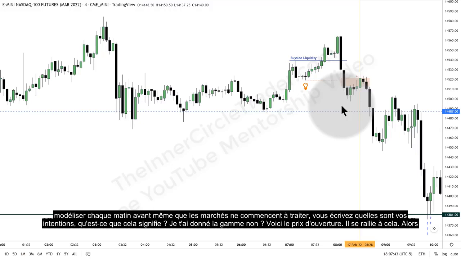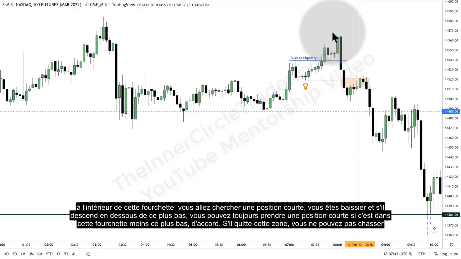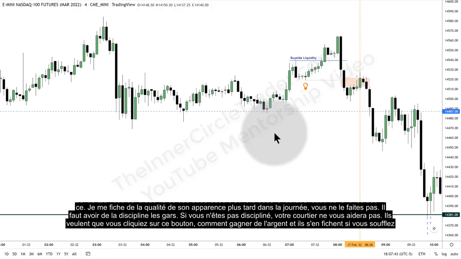And with that model, each morning, before the markets even start trading, you write down what your intentions are. What does that mean? I gave you the range, right? Here's the opening price. It rallies up to that. So inside that range, you're going to look for a setup to go short. You're bearish. And if it goes down below that low, you can still take a short if it's in this range minus this low. If it leaves that area, you can't chase it. I don't care how good it looks later in the day. You don't do it. You have to have discipline, folks.